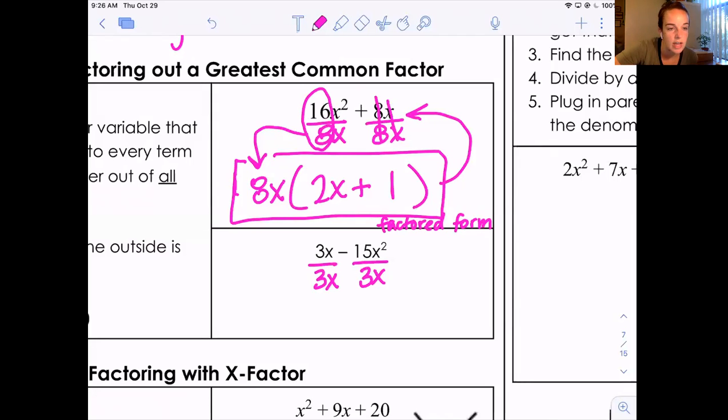I'm seeing a question in the chat: do we write our notes on the document or on a piece of paper? You can do either. If you like typing, you can do it on the document. If you want to write on a piece of paper, you can do it on paper. Either one works for me.